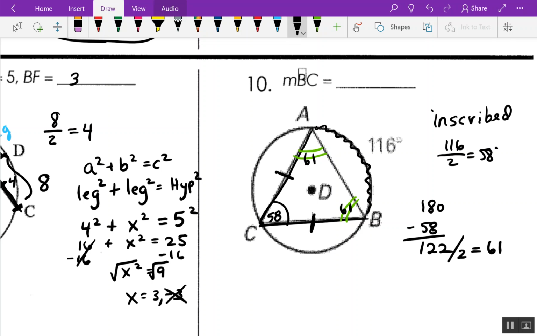But what do they want? They want the measurement of arc BC. Where's BC? It's this one, right? So if the angle is 61, how much is the arc? Yes, no?